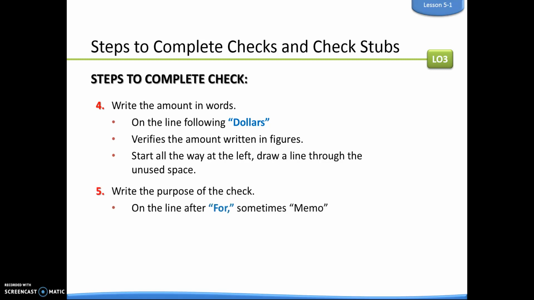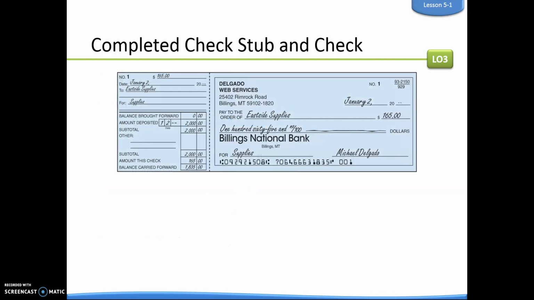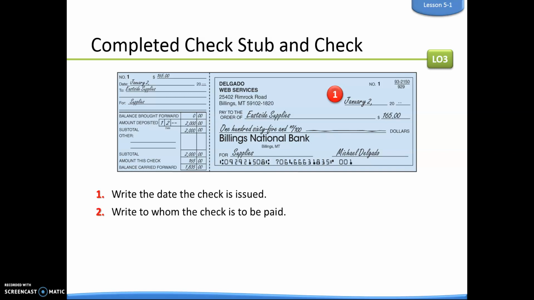And then on the for line, it sometimes can also be referred to as the memo. You can write what the purpose of the check was for. And then the last thing is obviously to sign it, which is on the blank line in the lower right-hand corner. So again, as I just stated, our date goes up here, number 1, January 2nd of 20 --. We write to whom the check is for, which is Eastside Supplies.